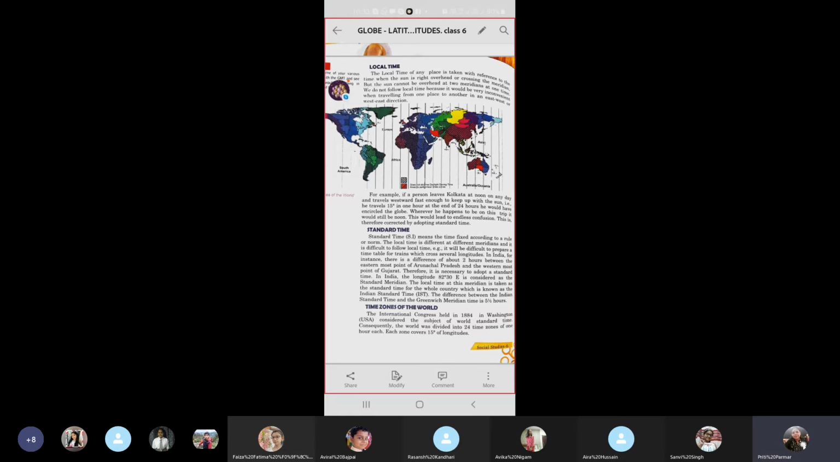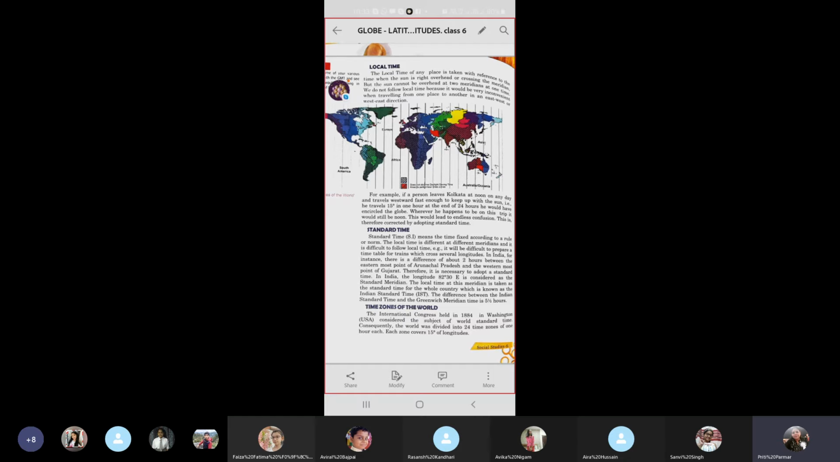Now we come on to time zones of the world. We know that the Earth makes 360 degrees to complete one rotation, and it takes 24 hours to finish it. So we have divided 360 into 24 time zones of 15 degrees each.